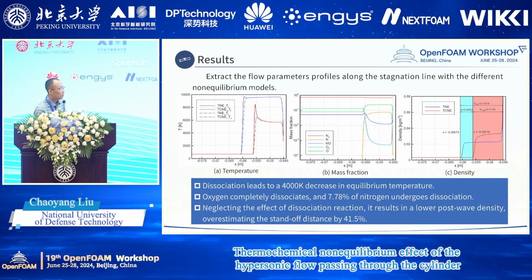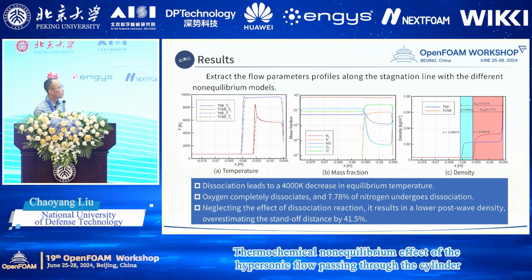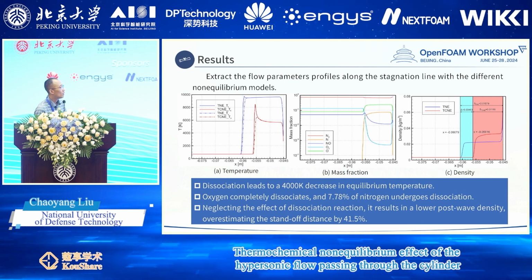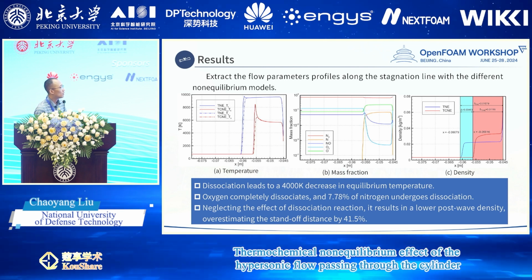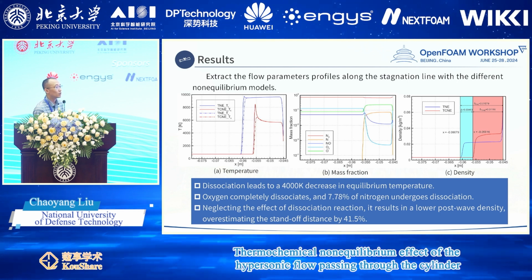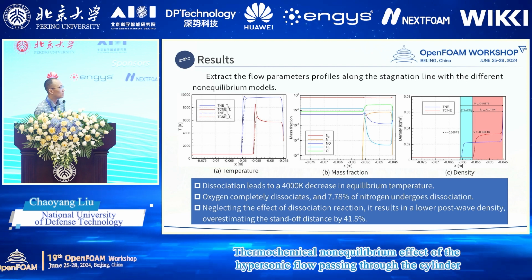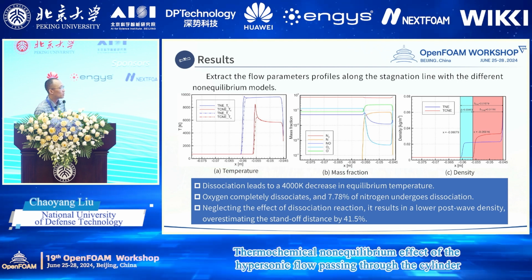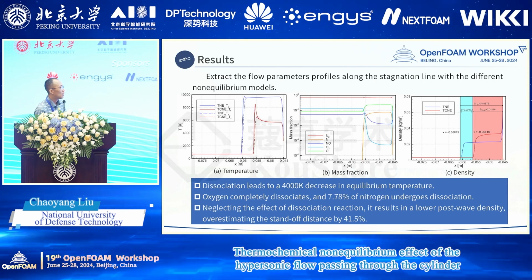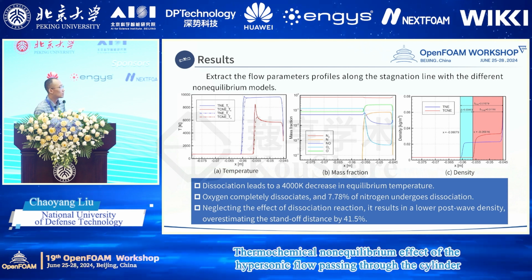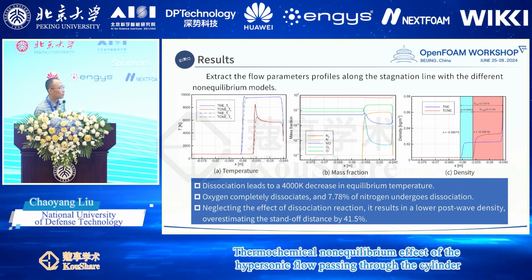Now we also extract the flow parameter profiles along the stagnation line with different non-equilibrium models. From the above three figures, it is found that the dissociation leads to a 4,000 Kelvin decrease in equilibrium temperature. Oxygen completely dissociates, and 7.78% of nitrogen undergoes dissociation. Neglecting the effect of the dissociation reaction results in a lower post-wave density, overestimating the standoff distance by 41.5%.